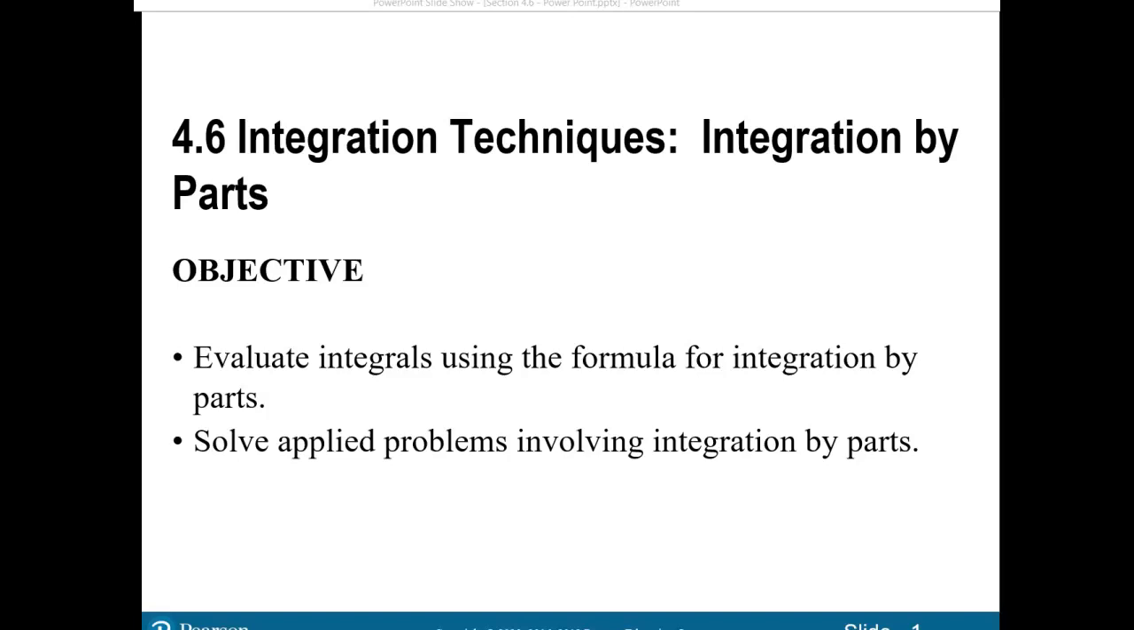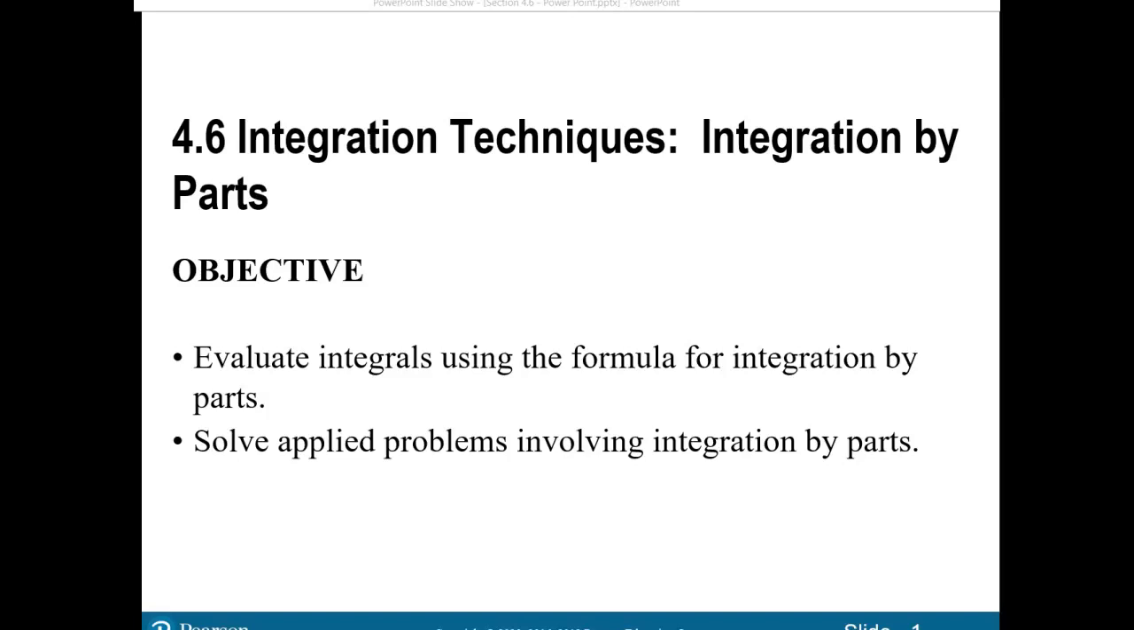In this video, we're going to cover section 4.6, integration techniques, using the method called integration by parts. Like the method of substitution that we covered in section 4.5, this is another way of finding an antiderivative of a function that doesn't work by a quick formula. We're going to learn how to evaluate integrals using the formula for integration by parts, and then solve applied problems using integration by parts.